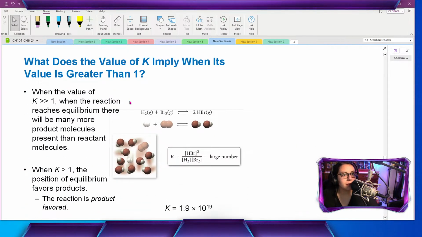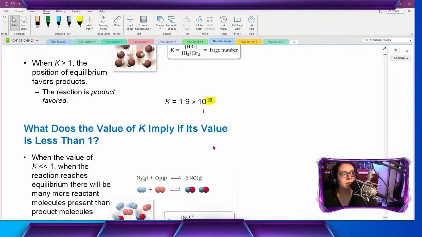And so kind of the quick and dirty of what we need to know is, well, what happens when our value of K is much greater than 1? And we said roughly, well, it was products over reactants. So that's telling us in this reaction of H2 plus bromine to give us hydrobromic acid that it is favoring the products. So our K is 1.9 times 10 to the 19th. So that's a large number, again, favoring our products.